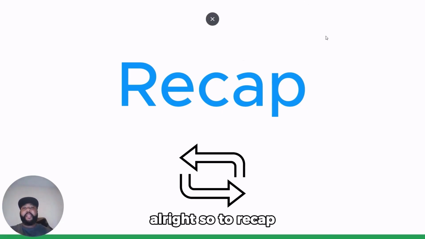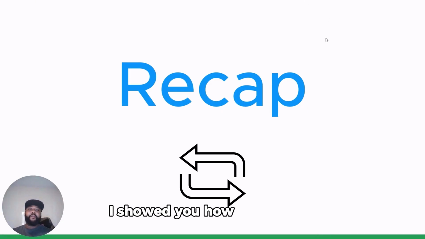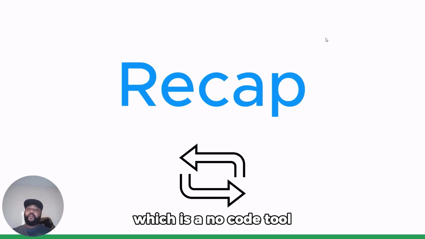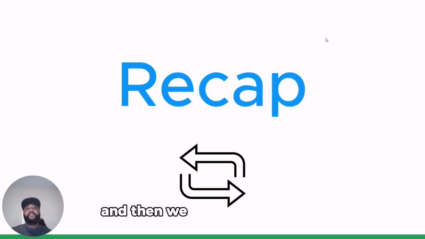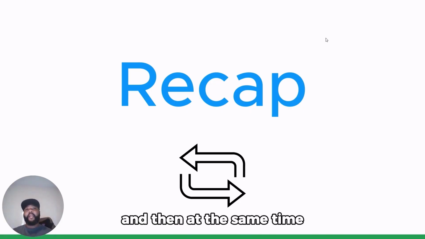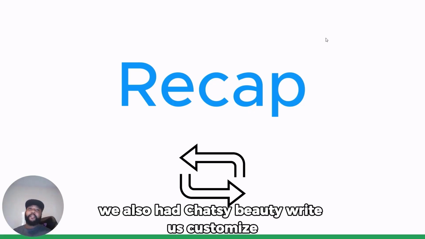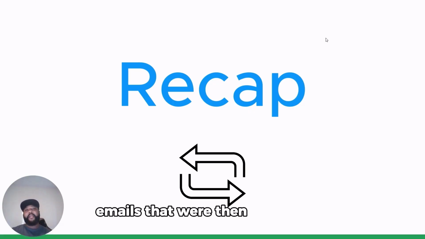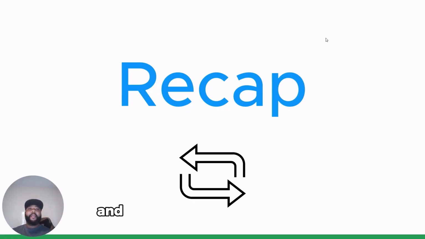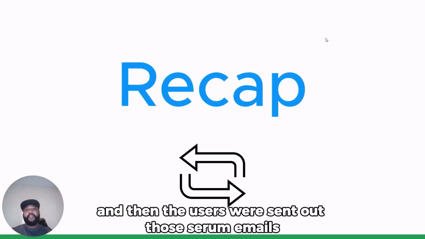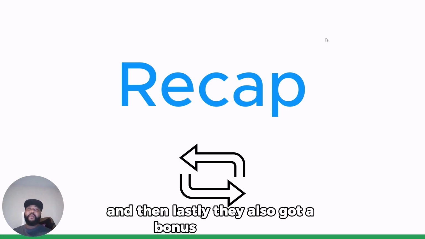All right. So to recap, what we did in this video is I showed you how to build an awesome lead generation quiz using Bolt.new, which is a no-code tool. We didn't have to write a single line of code. And then we used Make to connect it to our CRM. So ChatGPT was in the middle. It automatically created our results for us that went back into Bolt and gave us a nifty score that we were able to present to the user. And then at the same time, we also had ChatGPT write us customized, personalized emails that were then loaded into our CRM. And then the users were sent those CRM emails. And then lastly, they also got a bonus phone call.